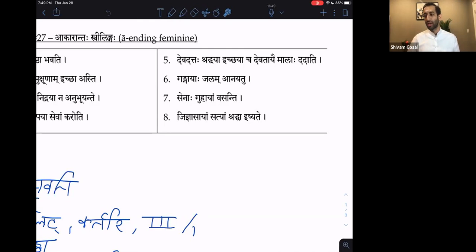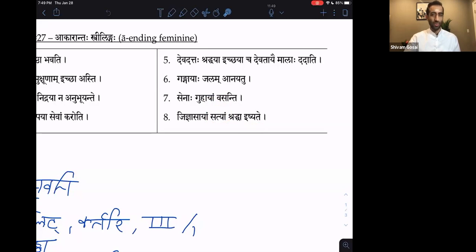So the armies dwell or stay in the cave. Number 8, jignyasayam satyam shraddha ishyate. Now everyone had problems with this one. The problem is this word satyam, which we'll get to, okay? Ishyate, from the root ish.